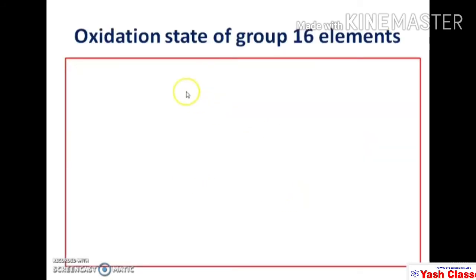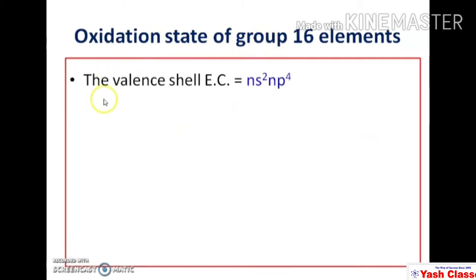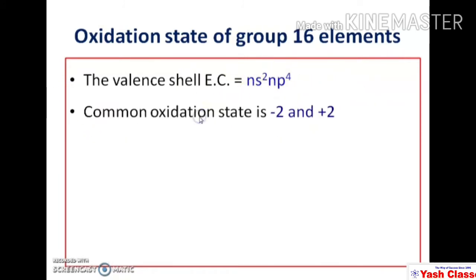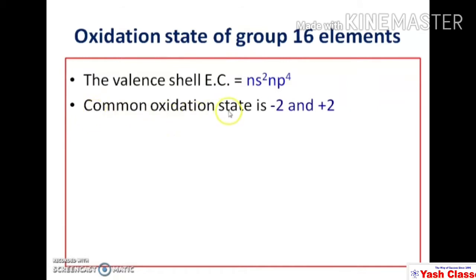Now the first important chemical property is the oxidation state of group 16 elements. The valence electronic configuration of group 16 elements is ns2np4, because in the outermost shell these elements, that is oxygen, sulfur, selenium, tellurium and polonium, contain 6 electrons. This is the valence electronic configuration. The common oxidation states of these elements are -2 and +2.